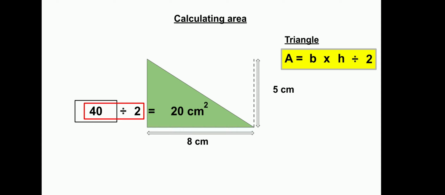So this is how to calculate area of rectangles, parallelograms, and triangles.